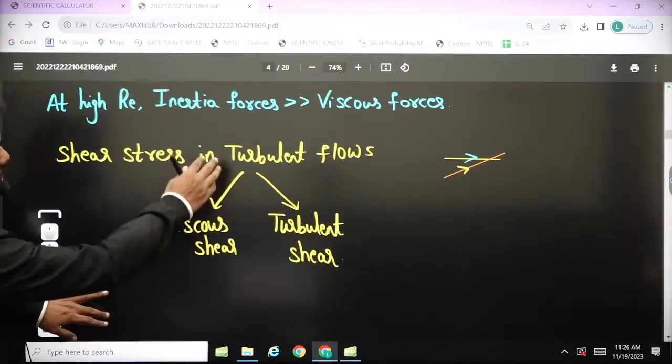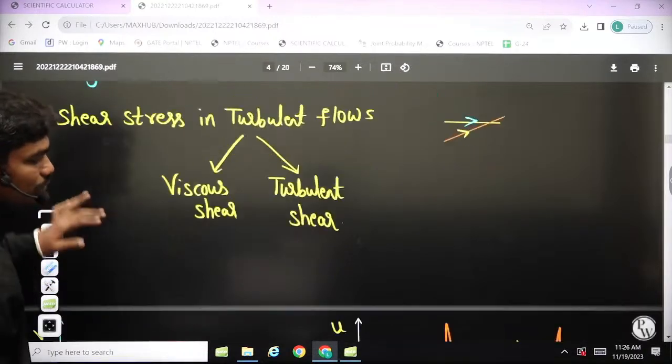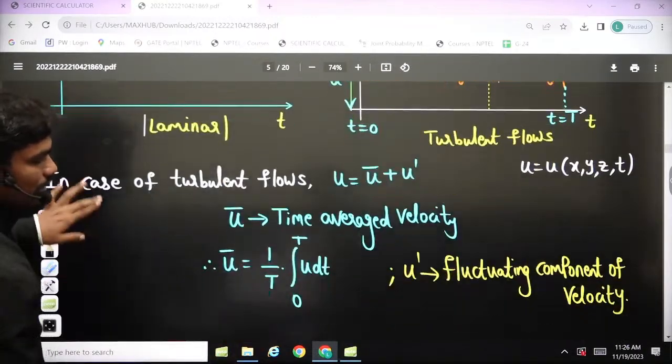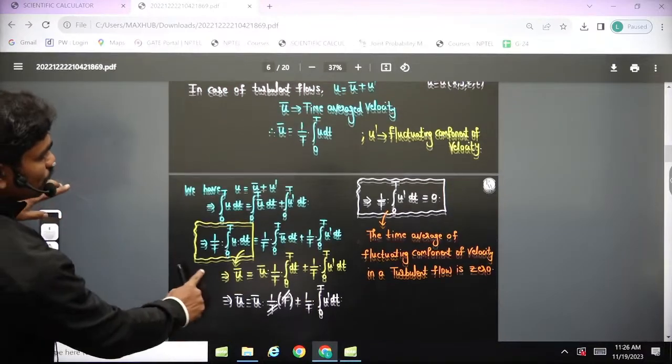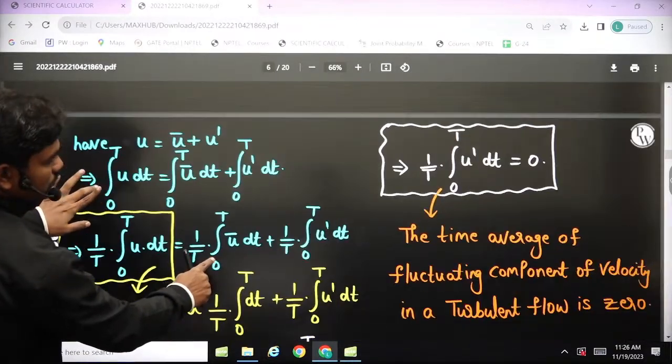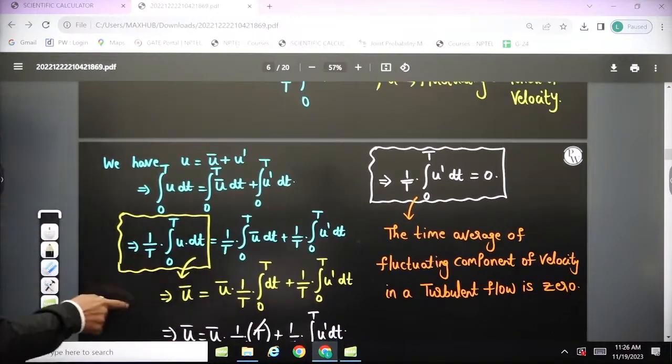So you can see this is viscous shear, and the other one is due to eddiness, which is the turbulent shear, as I have shown you. Now, let's slightly reduce it. I hope you can see this.